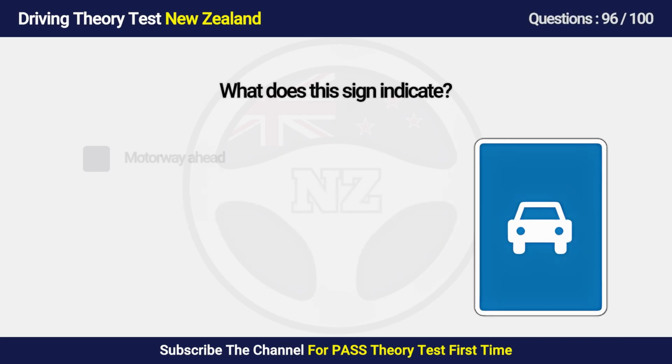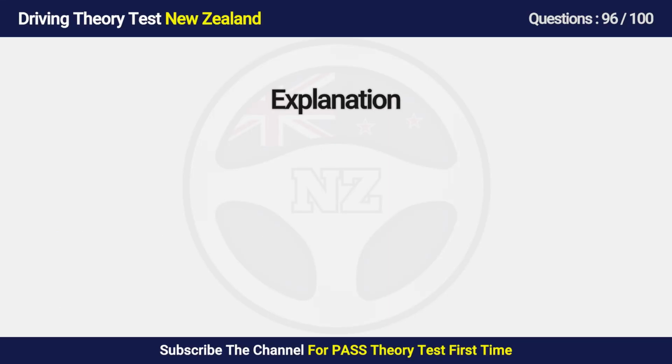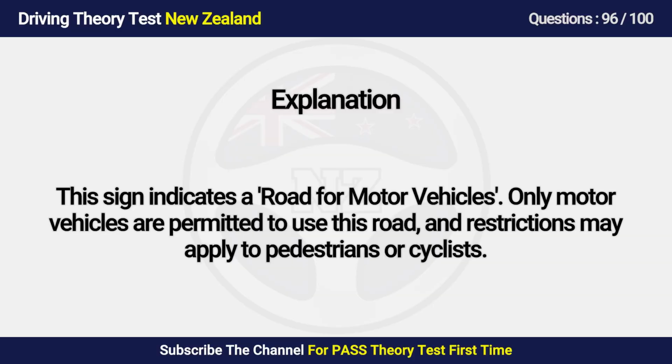Question 96. What does this sign indicate? A. Motorway ahead. B. Road for motor vehicles. C. No entry for motor vehicles. D. Cycle track. Answer is B. Road for motor vehicles. This sign indicates a road for motor vehicles. Only motor vehicles are permitted to use this road, and restrictions may apply to pedestrians or cyclists.